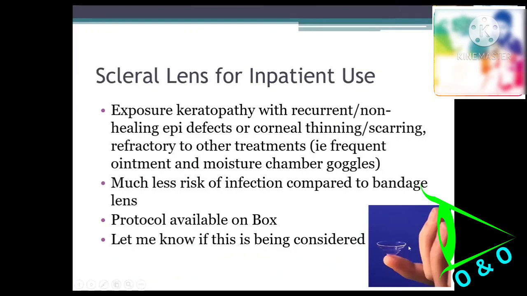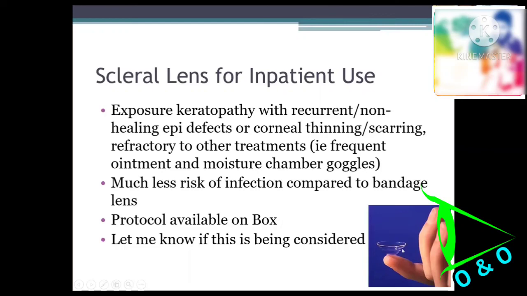so a scleral lens is a large diameter gas permeable contact lens. This can be considered in anyone with exposure and non-healing corneal epithelial defects, even despite frequent ointment and moisture chamber goggles. The scleral lens has a much lower infection risk compared to a soft bandage contact lens. We actually have a whole protocol on Box, and we have scleral lenses which are hidden somewhere in the resident room. Hopefully seniors know where they are.